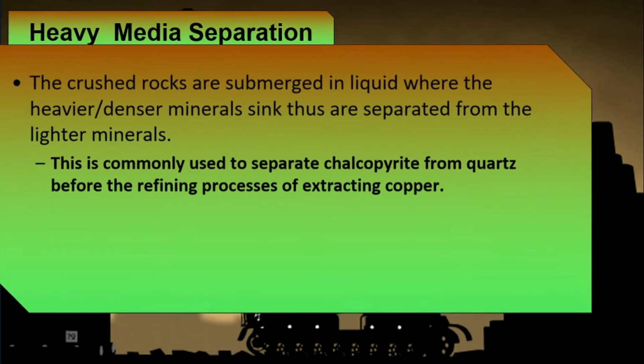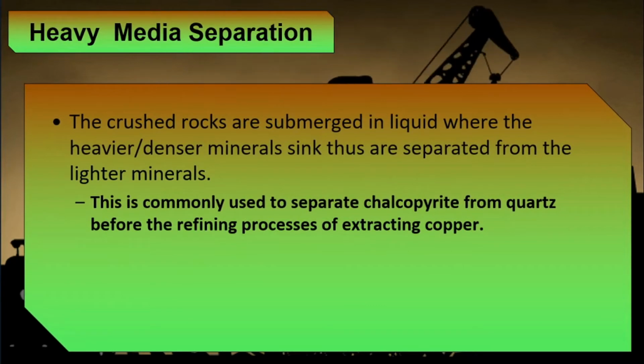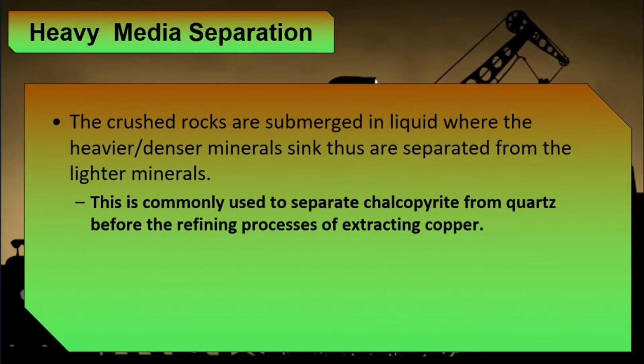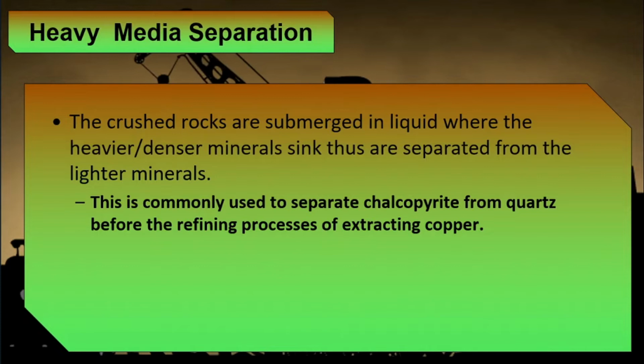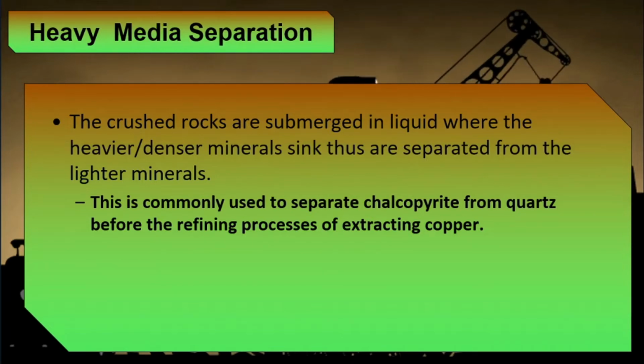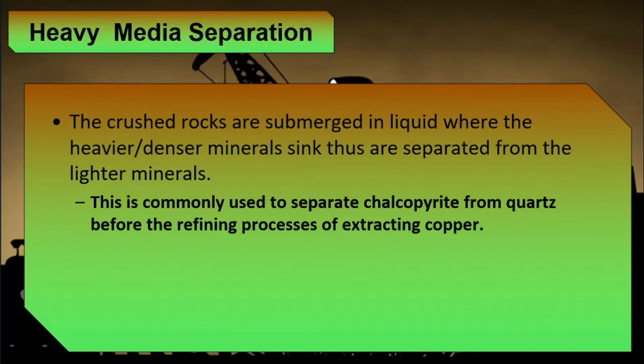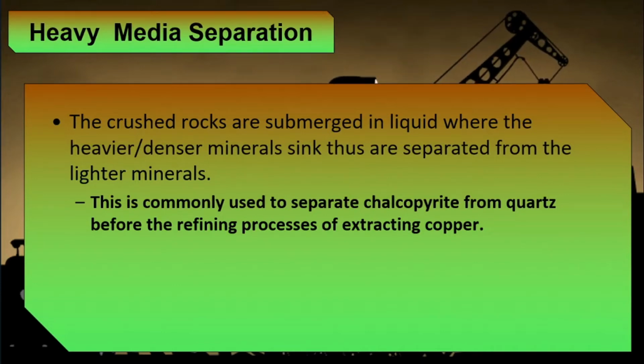Okay, so let's talk about first the heavy media separation. The crushed rocks are submerged in a liquid where the heavier or the denser minerals sink, thus are separated from the lighter minerals. This is commonly used to separate chalcopyrite from quartz before the refining process of extracting copper.